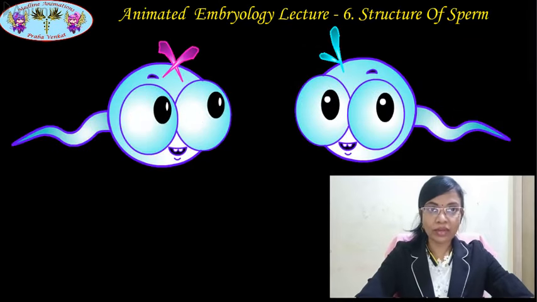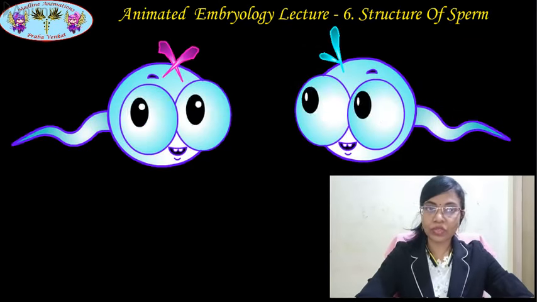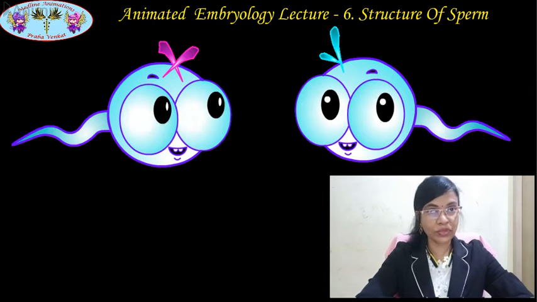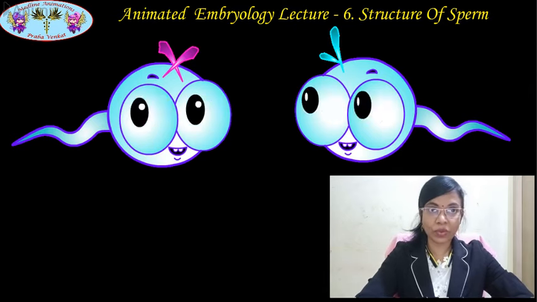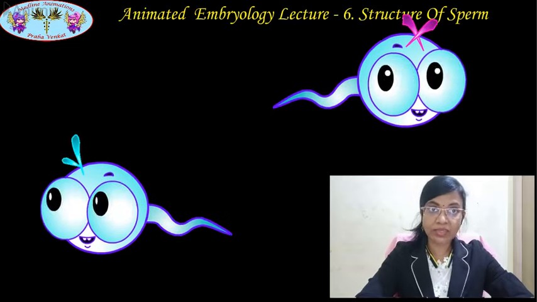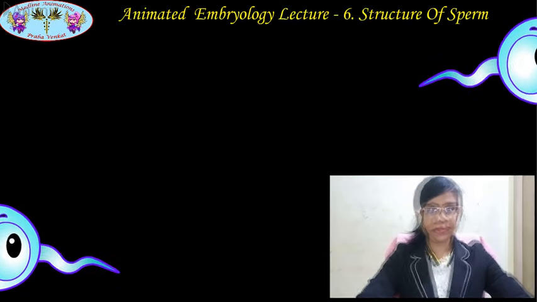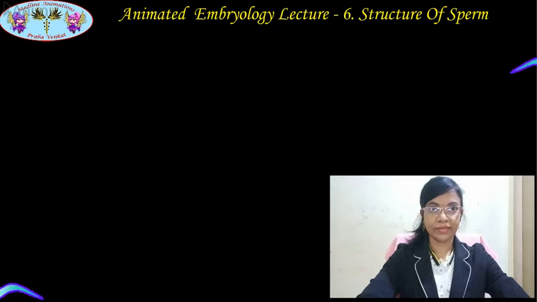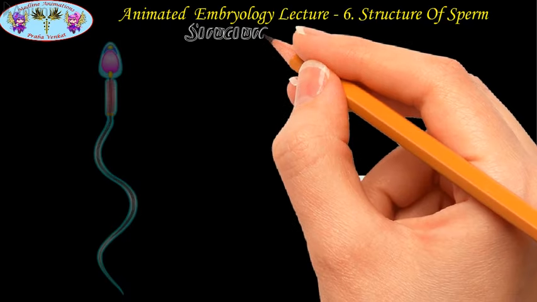We all know that the mature male gamete is called a sperm, which is produced inside the testis by the process of spermatogenesis, and it is a highly specialized free swimming cell. First, let's see the structure of the sperm.